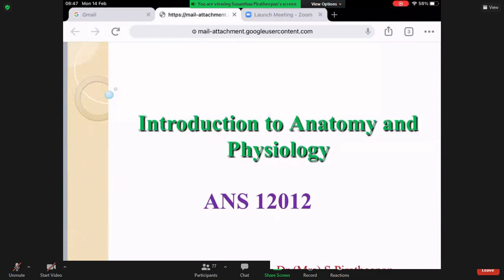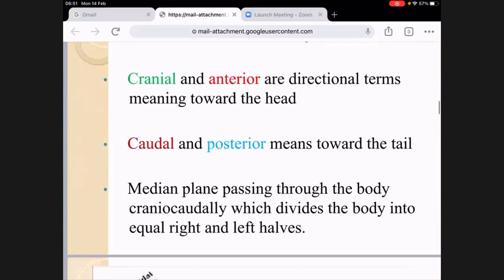And how you name the study: ology refers to the study, for example osteology for the skeletal system. Descriptive terms are very important. Cranial and anterior refer towards the head. Caudal and posterior refer towards the tail. Cranial and caudal. Okay.